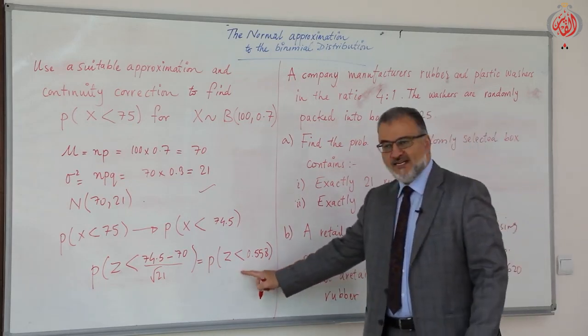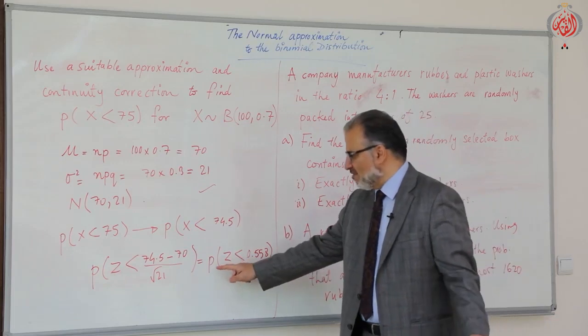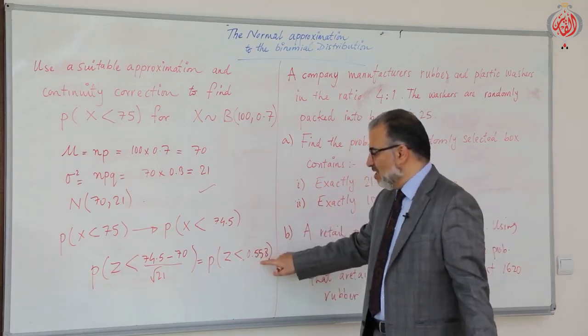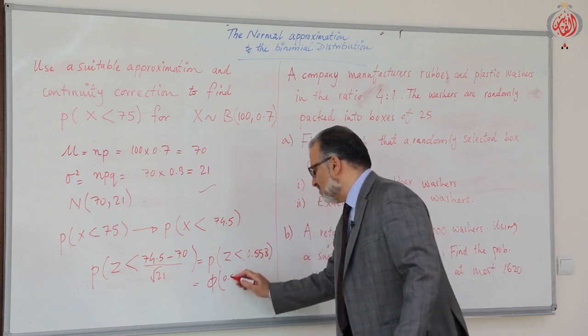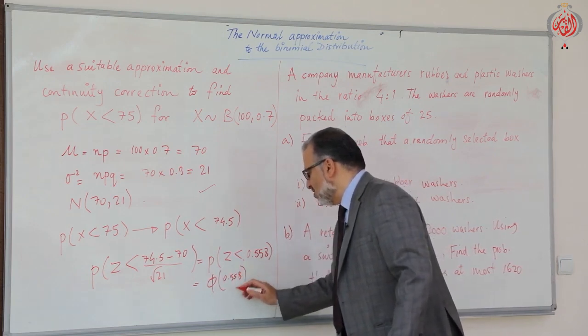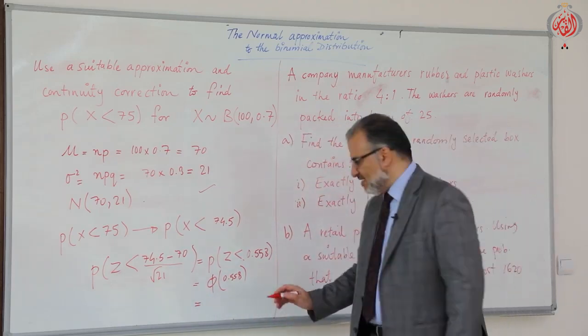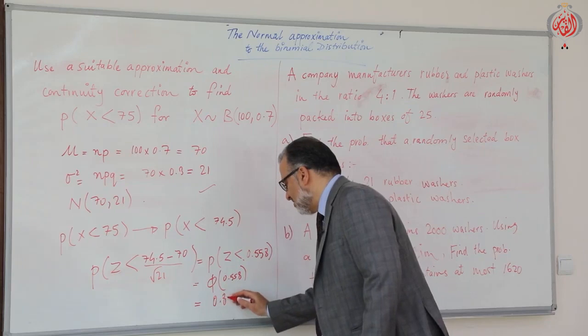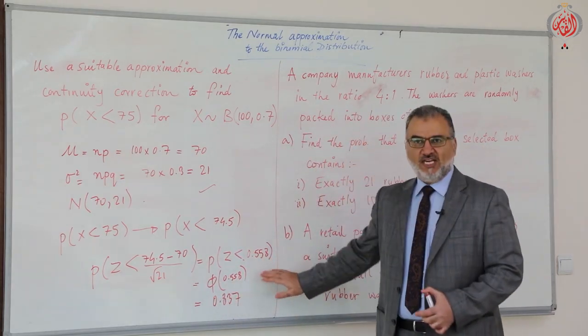Now look here. Can we go to the tables and find it? Yes, since you have the probability z less than a positive value, this is phi directly, 0.558. Go now to the table, you can find it. You will get that the answer is 0.837, as we learned before how to find it. Hopefully it's clear for you.